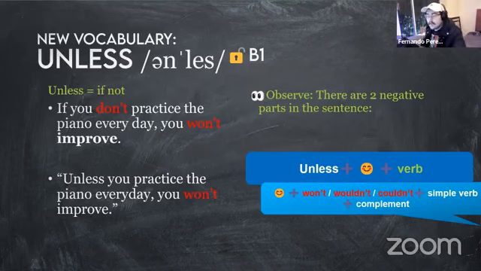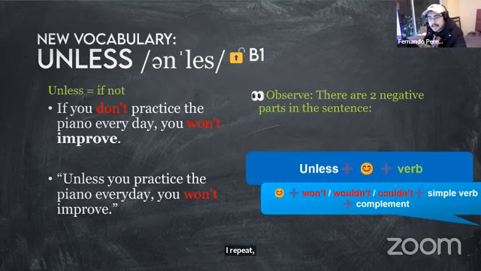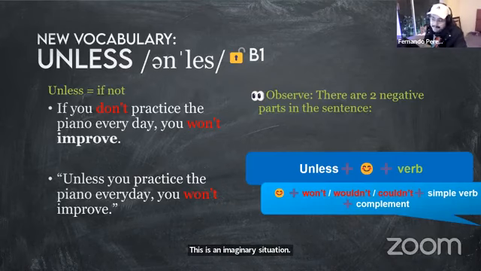Example, unless I saved money in the bank, I would not buy my Tesla. I repeat, unless I save money in the bank, I will not buy my Tesla. This is an imaginary situation. You see? Positive and negative.